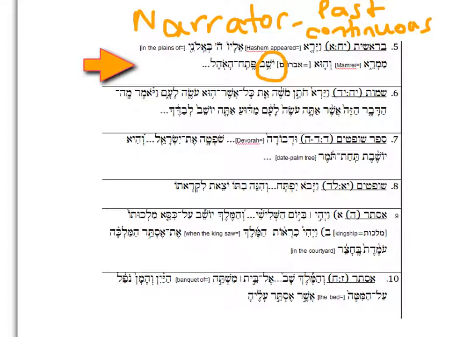So he, Avram, was sitting at the entrance of the tent. Okay, so Hashem appeared to him in Elonei Mamre, and Abraham was sitting at the entrance of the tent.